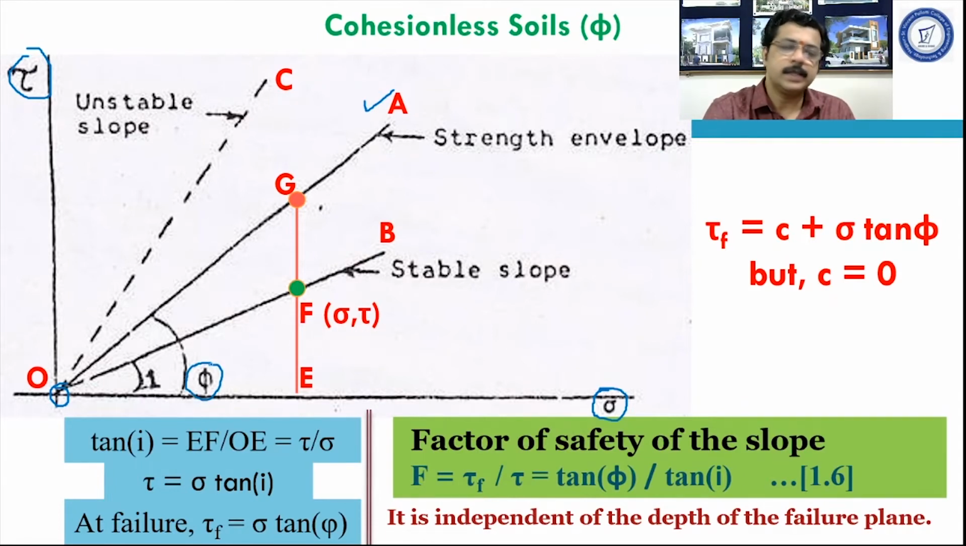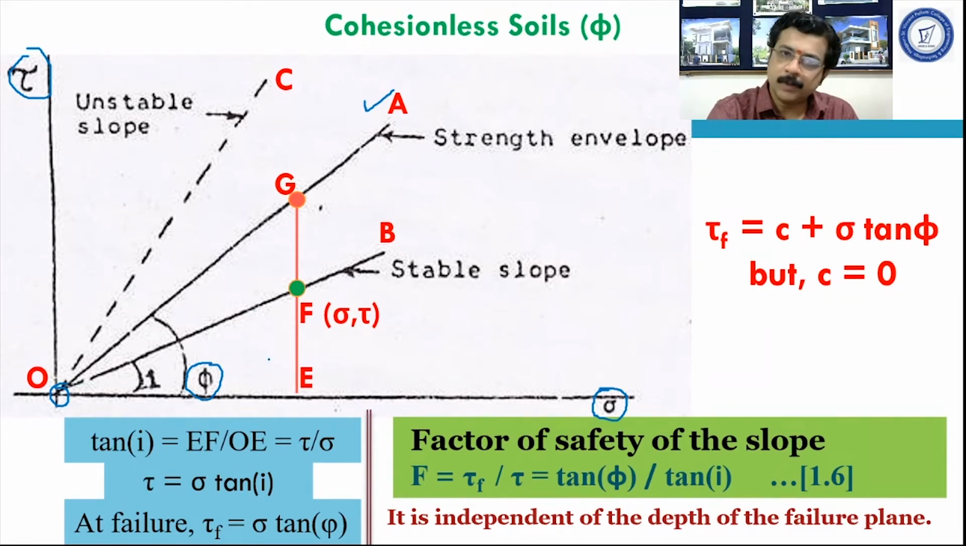Now consider a soil element at some depth z below the ground surface, and that ground surface has inclination I with the horizontal. This I is less than the angle of internal friction phi. So the inclination of the slope is less than the angle of internal friction of that soil. This is the meaning. Alright, now consider triangle OEF.